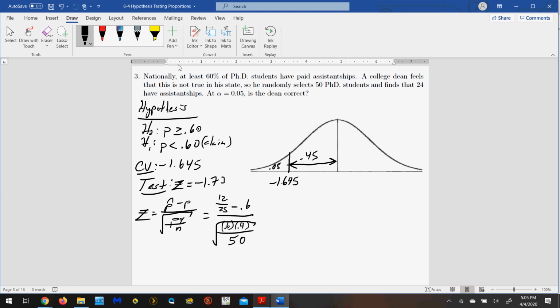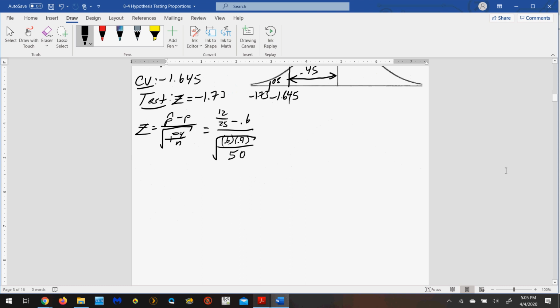Put that on my picture. It's just inside of the tail, because the cutoff is negative 1.645, and negative 1.73 would be just a little more to the left. So it's close. So that decision would mean reject the null hypothesis.